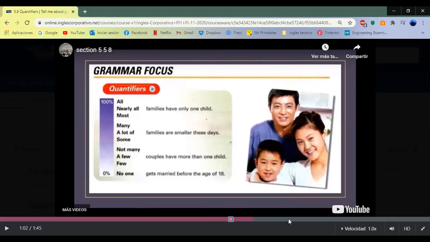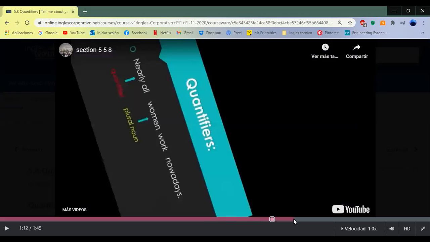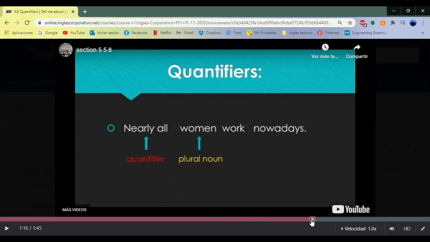So let's continue. Here we have the way that we are going to be using quantifiers to make questions. So for example, it says that we are going to use a quantifier, and then we are going to use a plural noun, and then we are going to have the verb plus a complement. So for example, we have nearly all women work nowadays. Okay. Can you give me an example using any other quantifier?